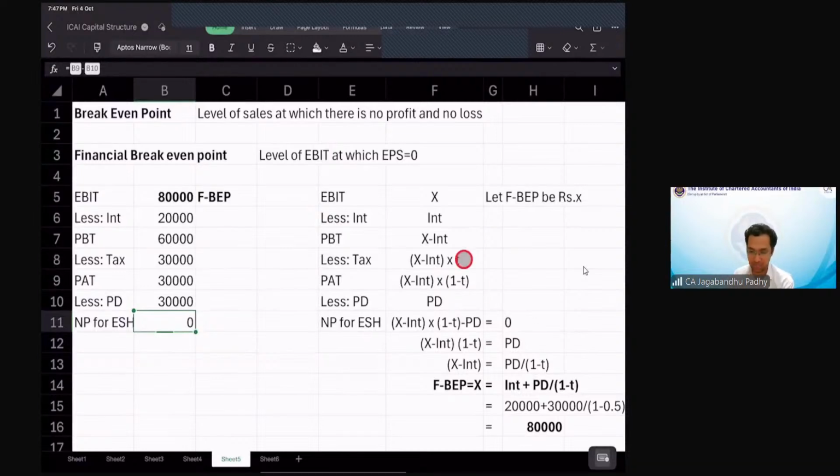How did 1 in 1 minus T come? You take X minus T common from this.